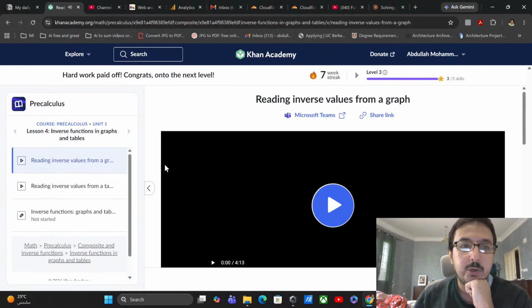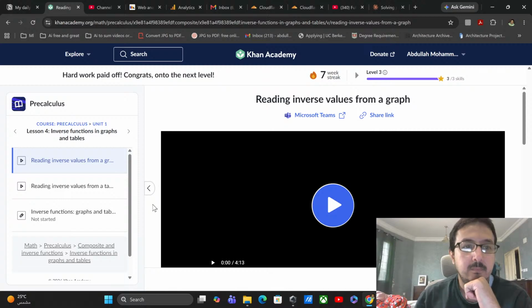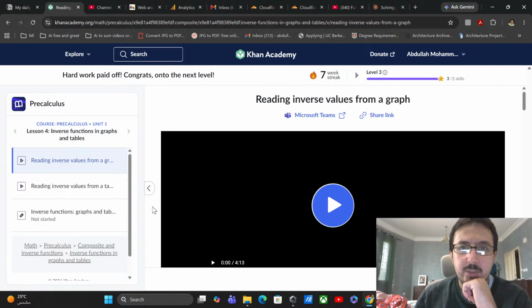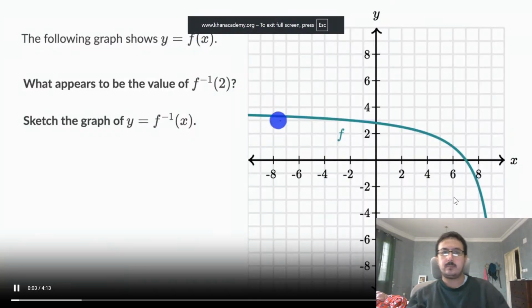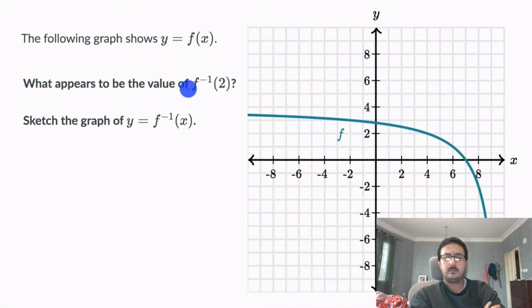Next, lesson 4. Reading inverse values. Okay, should we continue? I think we should. Let's do this. We're told the following graph shows y is equal to f of x, all right? And then the first question they say is, what appears to be the value of f inverse of 2? Pause the video and see if you can have a go at that.